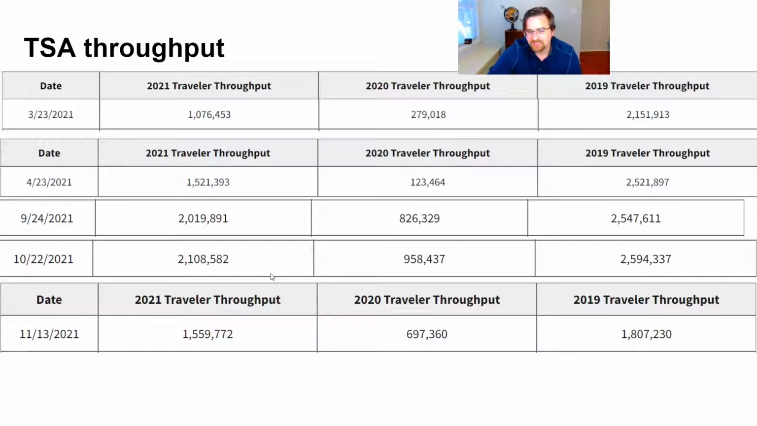So this is getting significantly smaller. You can see these numbers are getting closer and closer, off by 1 million. So they're like 1.1 million, we're looking at 500,000, 400,000, and in this one, it's about 250 off, right? So things look to be improving from a travel throughput perspective. So that is a positive for American Airlines, at least getting their travelers back in planes.